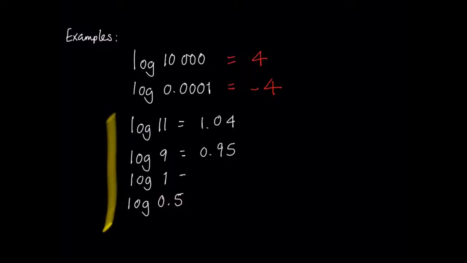The log to the base 10 of 1, well, you should all know that's going to be 0, because 10 to the power of 0 is 1. If we had log to the base 10 of a number which is less than 1, but obviously greater than 0, then we would expect to get a negative answer. So let's just tap this in on the calculator. Log of 0.5 is equal to minus 0.30 to 2 decimal places. Okay, now have a go at the multiple choice question.